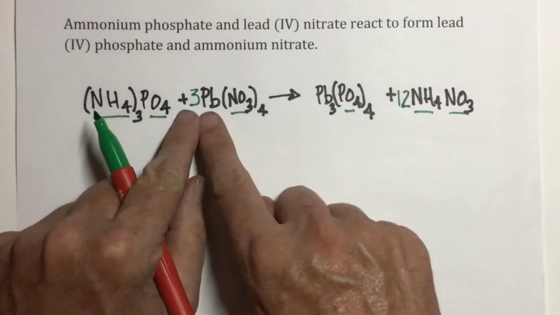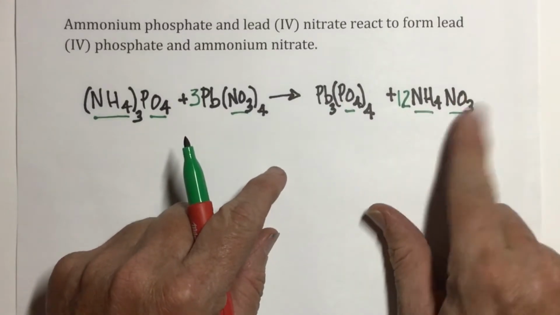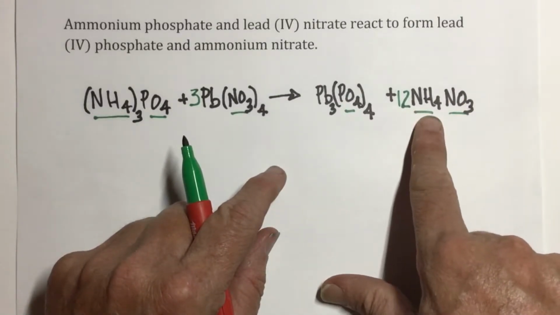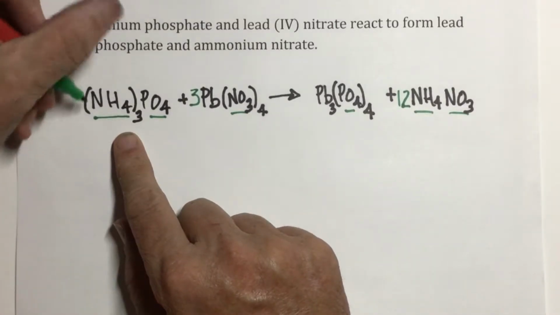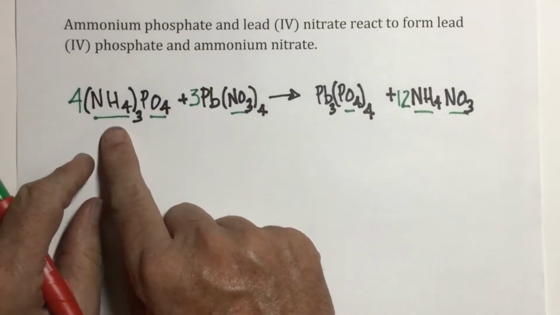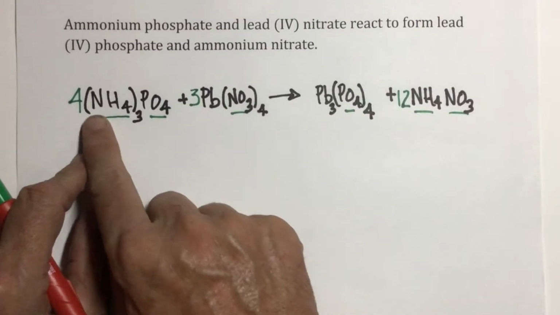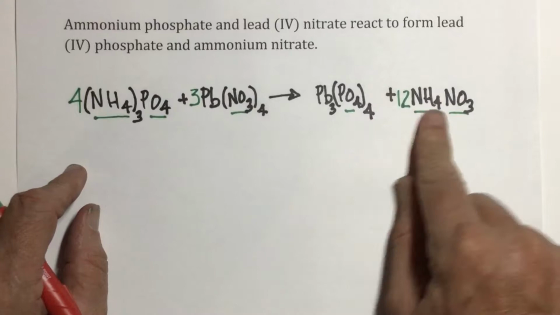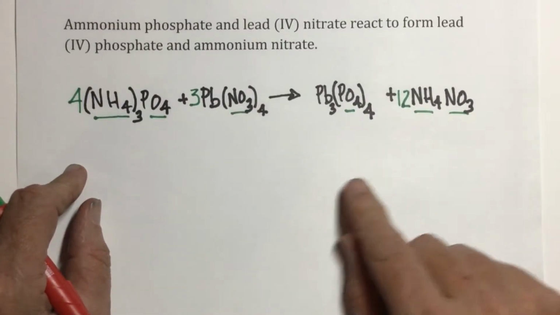So now I have 3 leads, 12 nitrates, 12 nitrates. Now, because I've had to put the 12 there, I also then on this side have 12 ammoniums. Over here, I just have 3 ammoniums. So let's fix that by putting a 4 right there. 4 ammoniums. Oh, I'm sorry, I have 3 ammoniums. So with the 4, that gives me 12 ammoniums, 12 ammoniums, 12 nitrates, 12 nitrates. 3 leads, 3 leads.